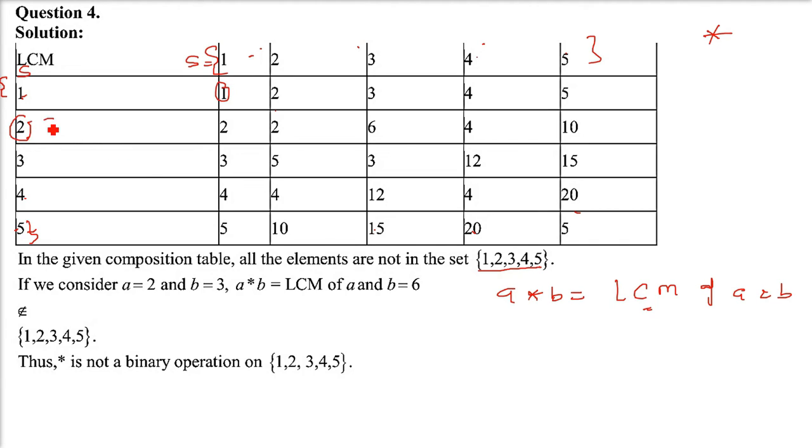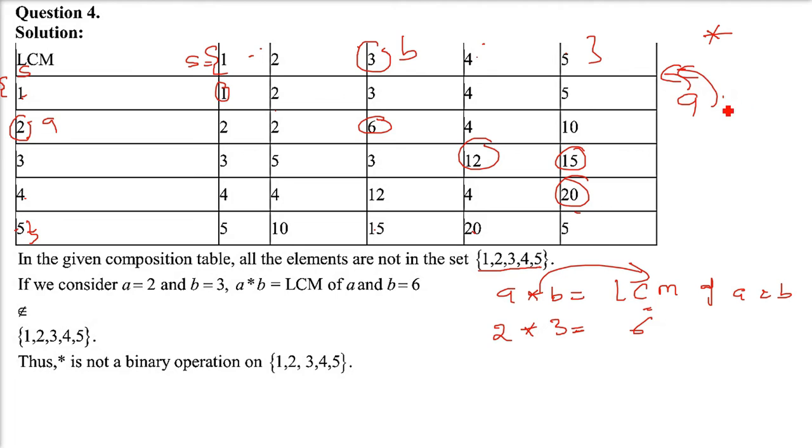Let us take A as 2 and B as 3. So 2 star 3. A is 2, B is 3. What is the LCM of A and B? 2 into 3, that is 6. So 6 is there, but it is not in the set. Neither 6 nor 12, 15, 20. Mostly all the numbers here do not belong to the set S, which is already defined as 1, 2, 3, 4, 5. So this is against the definition of the binary operation. Binary operation means if you take A belonging to this set, and B also from the same set, then A star B should belong to that set.